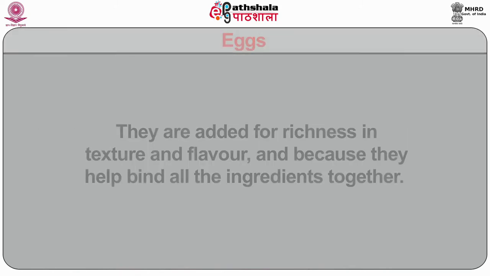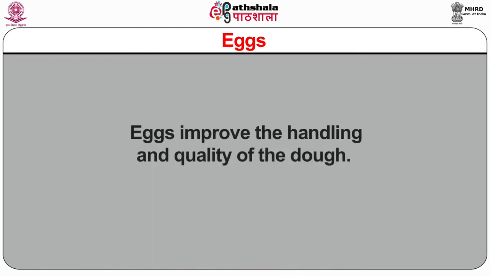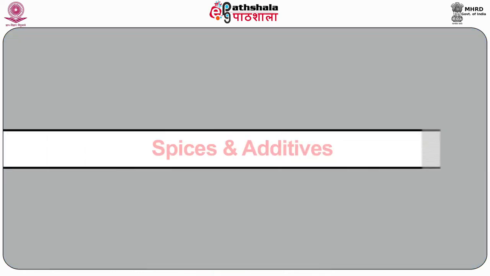Eggs. They are added for richness in texture and flavor, and because they help bind all the ingredients together. Eggs improve the handling and quality of the dough. Yeast. Yeast content is increased in pastry dough because of the high sugar content. Spices and additives. A little grated orange or lemon rind adds just the right flavor to your pastry. Flavorings such as vanilla and almond can be used to enhance the dough, as can spices such as cinnamon, nutmeg, ginger, or cardamom.